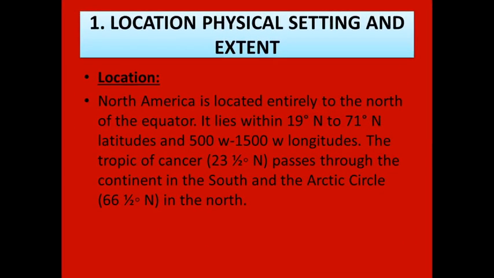Now, let us go to the location, physical setting and extent of North America. The first one is location. North America is located entirely to the north of the equator. It lies within 19 degrees north to 71 degrees north latitudes and 50 degrees west to 150 degrees west longitudes. The Tropic of Cancer, 23.5 degrees north, passes through the continent in the south, and the Arctic Circle, 66.5 degrees north, in the north.